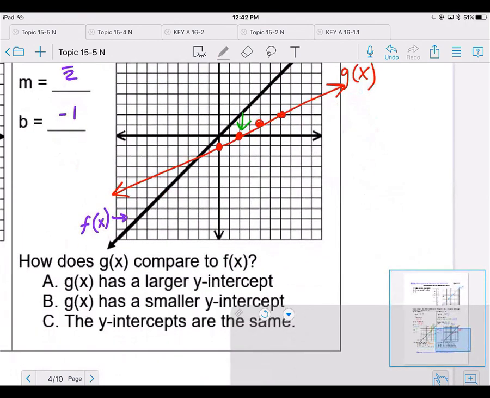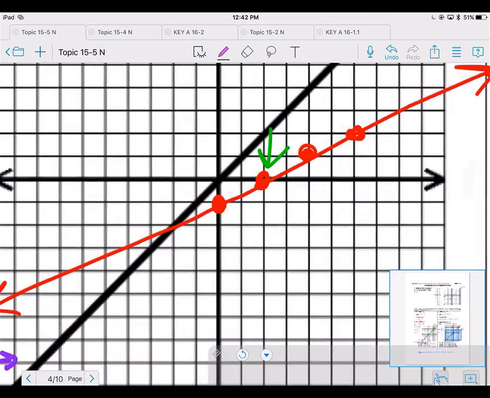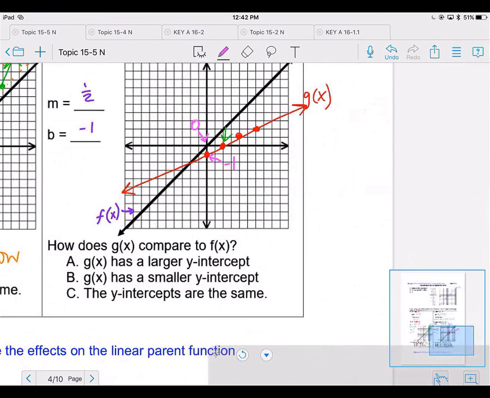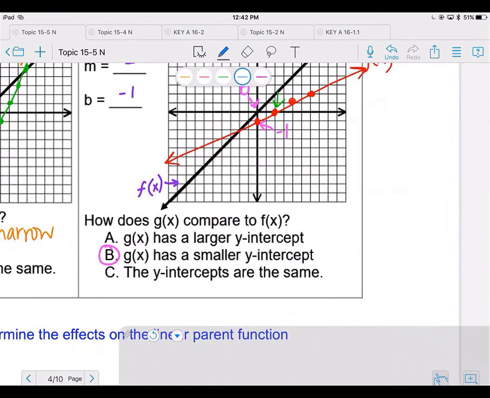Now this one is asking, how does it compare? G of x has a larger y, a smaller y, and the y-intercepts are the same. So this time we're looking at our b values. Here our b value is 0. For my g of x, it is a -1. So -1 means that it's going to go down 1 and would be smaller because -1 is smaller than 0.